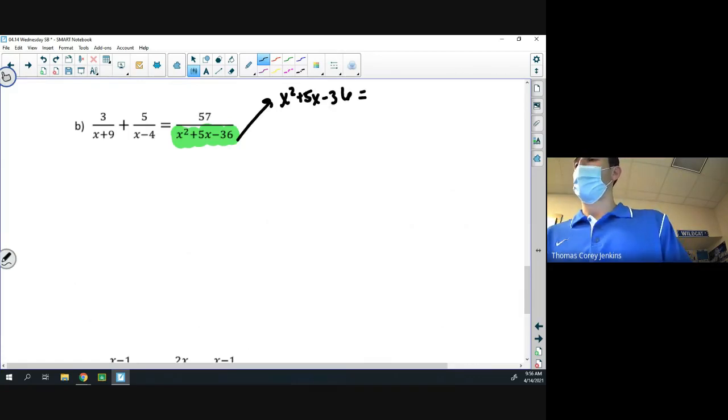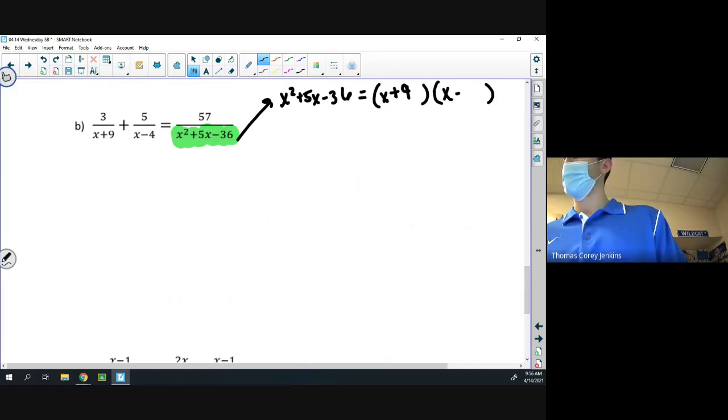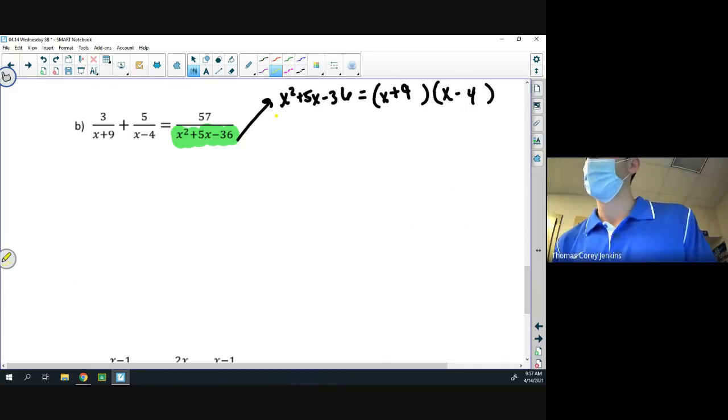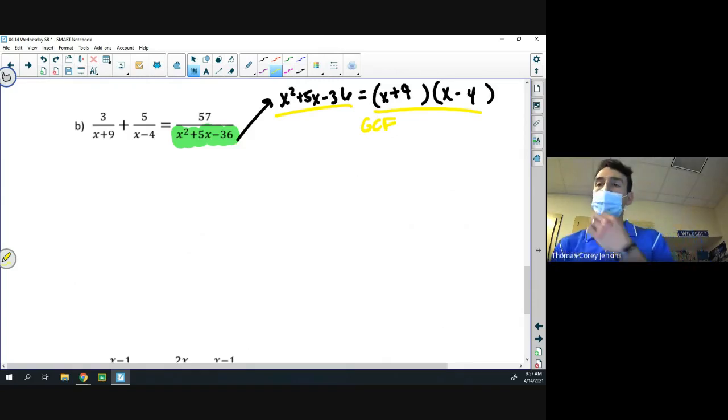So does anybody know what that factors to? There's a clue within the problem. 9 and negative 4, right? So x plus 9 times x minus 4. So why do we need to know that? Well, now we know the GCF is not x plus 9 times x minus 4 times x squared plus 5x minus 36. We know that really, either one of these is the GCF, okay? So either one, we can think of either one as being the GCF, all right?